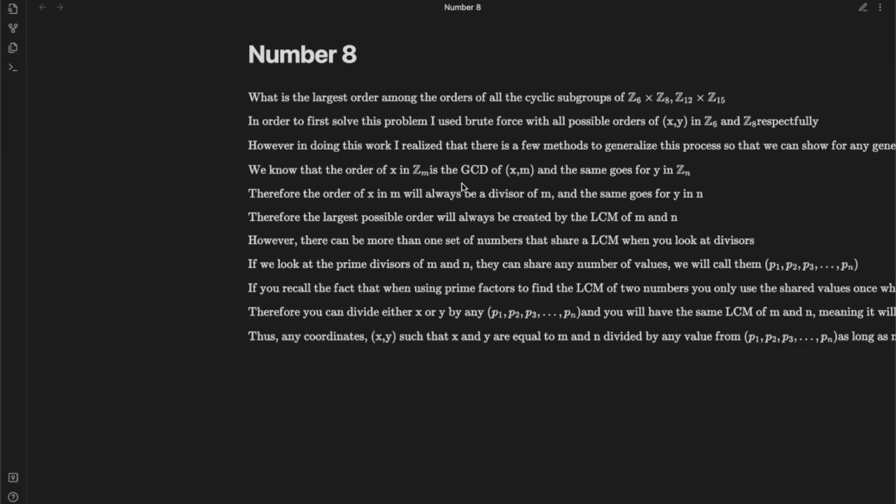So the largest orders in this case are 24 and 60, or the LCM of 6 and 8, and the LCM of 12 and 15. Yet where this proof will take me, I am not sure, and we'll work on it at a later date.